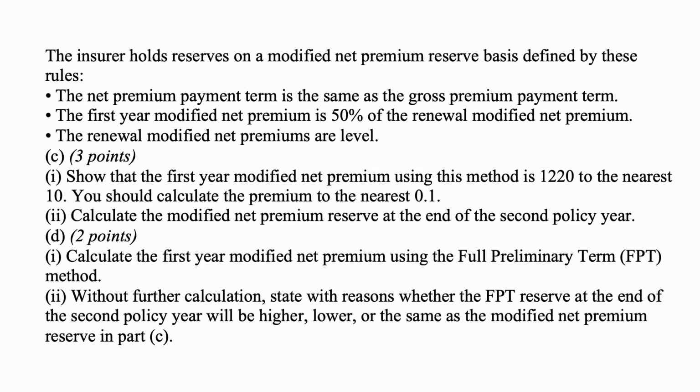Part C, Part 1: show that the first year modified net premium using this method is $1,220 to the nearest 10. You should calculate the premium to the nearest 0.1. Part 2, calculate the modified net premium reserve at the end of the second policy year. Part D, Part 1, calculate the first year modified net premium using the full preliminary term (FPT) method. Part 2, without further calculation, state with reasons whether the FPT reserve at the end of the second policy year will be higher, lower, or the same as the modified net premium reserve in Part C.